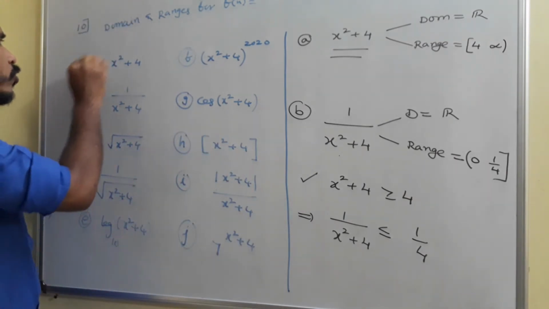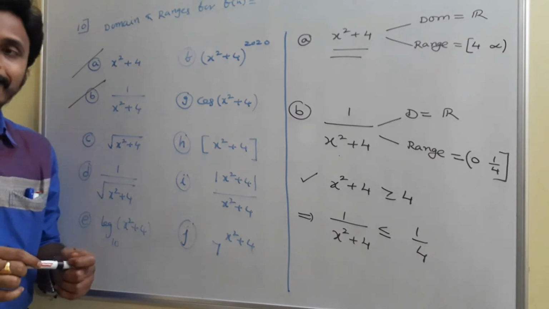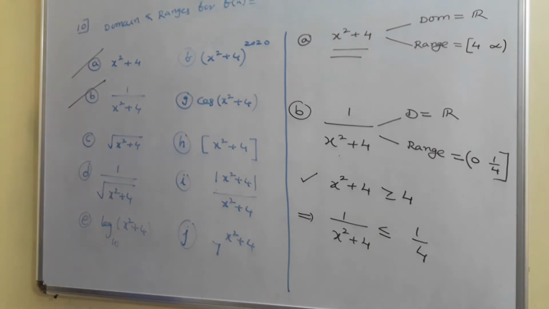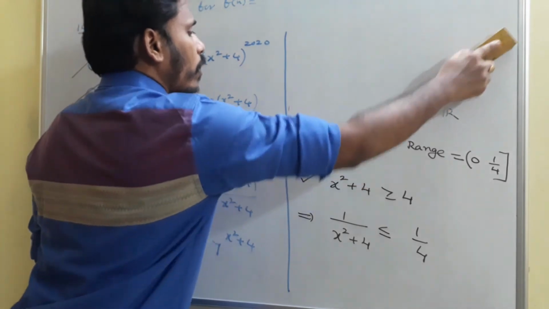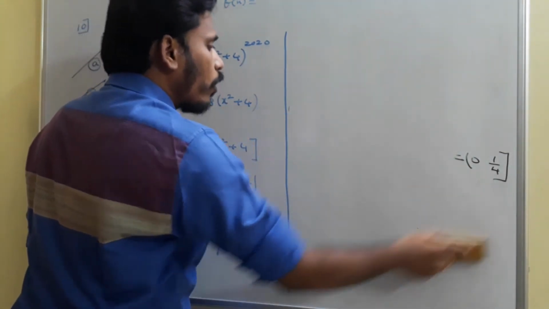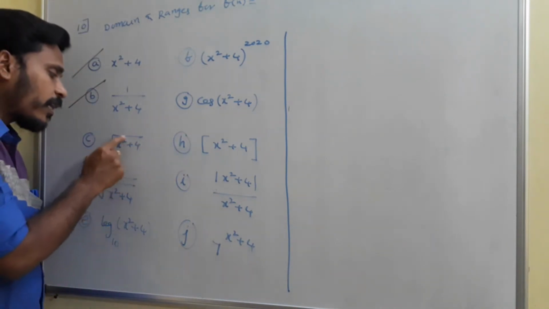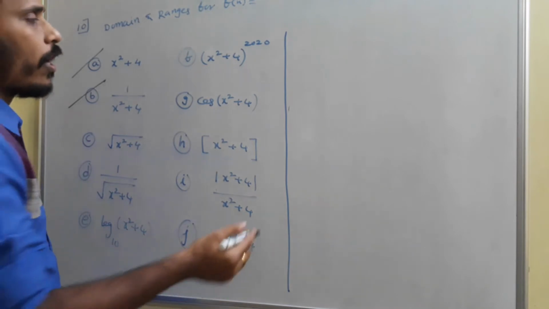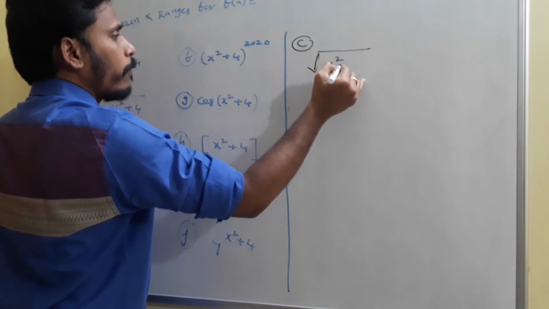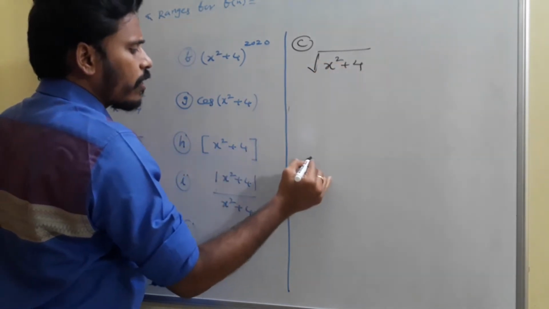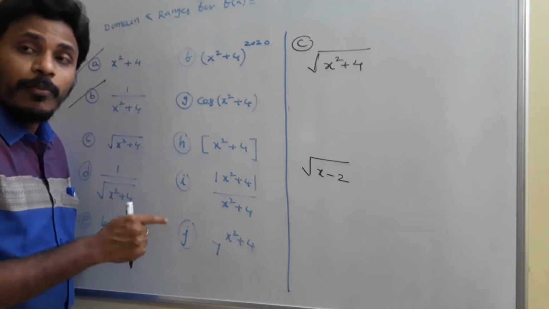So the first one is over, the second one is over. Then think about the third one, which is root of x square plus 4. When you think about root of x square plus 4, what is the basic definition of the square root? The square root value exists only for numbers which are non-negative. That means the expression under the square root must be non-negative. Once again I am repeating. As we discussed in the previous case, if your function is root of x minus 2, then what do you say about its range?